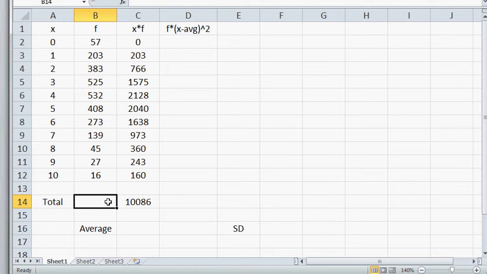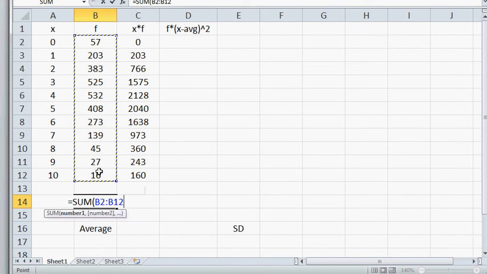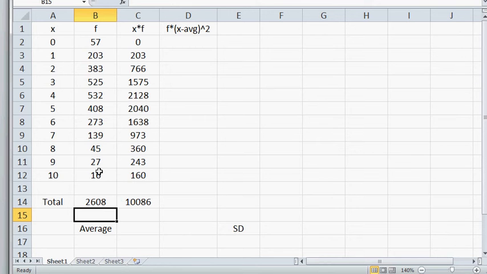How many times did we record? Well, they were recorded over 7.5 second intervals, and there were, according to the problem, a total of 2,608 times. Notice that it's not 11 times. There were 2,608 times where data was recorded. And so I need to take the total number of clicks divided by the total number of observations, and that will give me my grouped mean, which is 3.867 approximately.